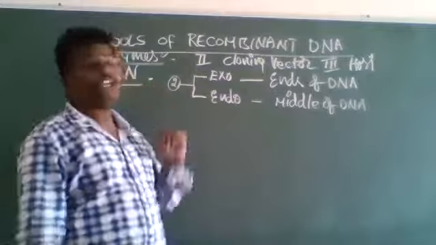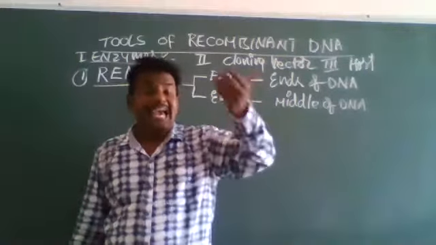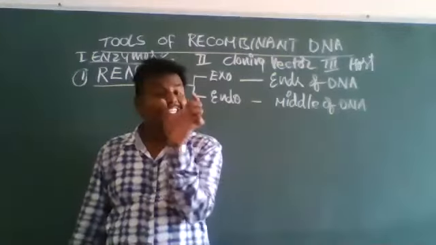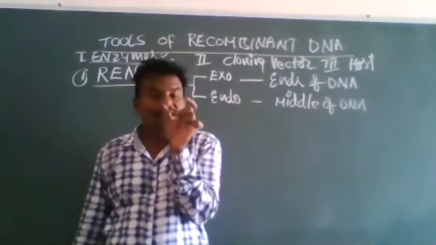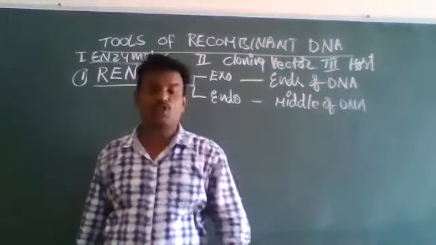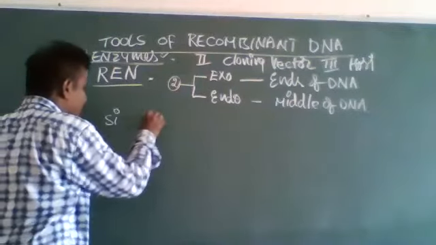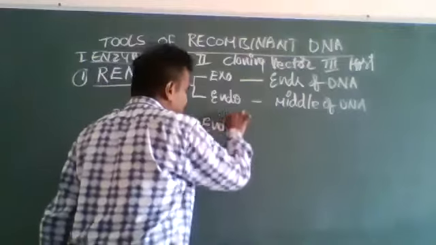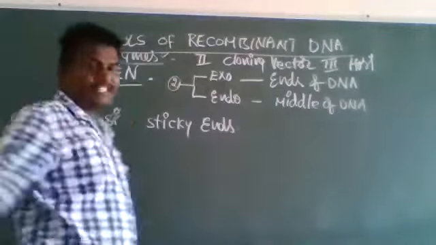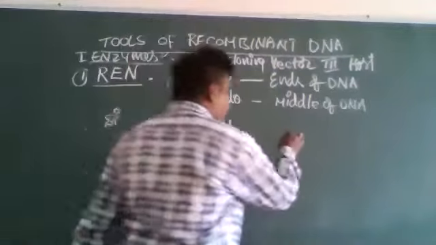Restriction endonuclease enzymes can cut the plasmid DNA as well as the foreign DNA at specific locations, so that they leave specific small strands. Those strands are called sticky ends.